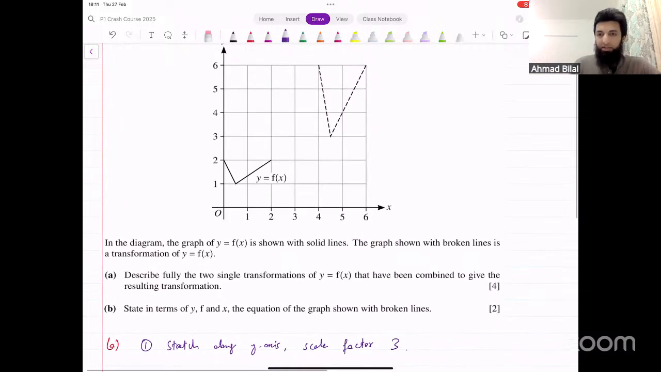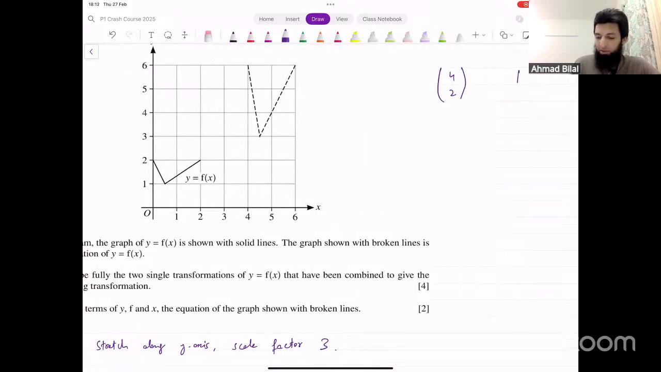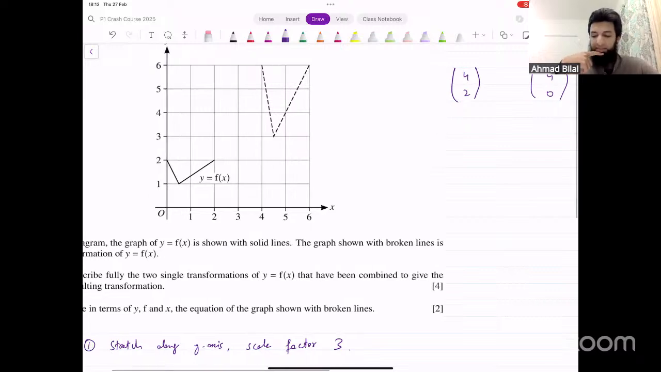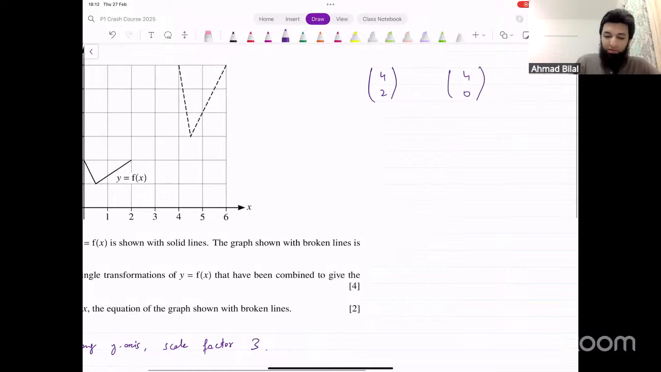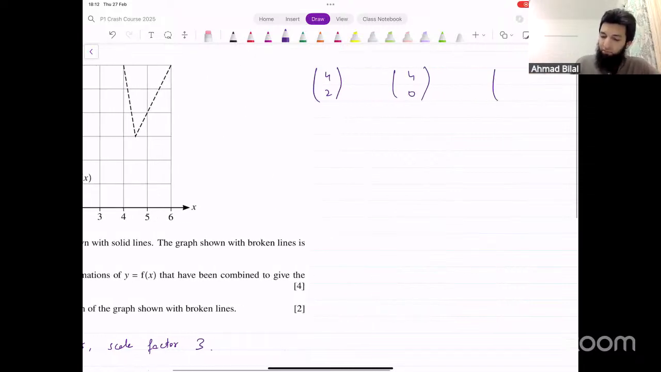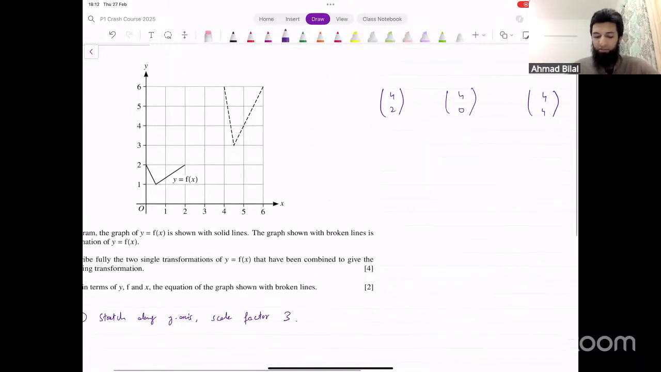Okay, so you're saying the translation vector should be 4, 2. Here's one of you saying 4, 2, then the other saying 4, 0. Which one of these is it? 4, 2, or 4 right, 4 up? Okay, so you're saying 4, 4. So we have all of these different possibilities now.